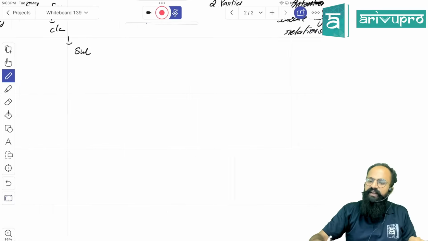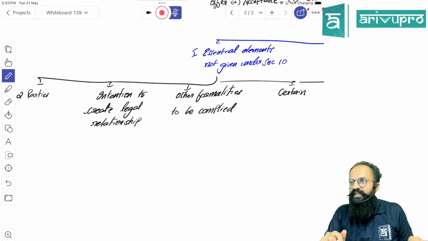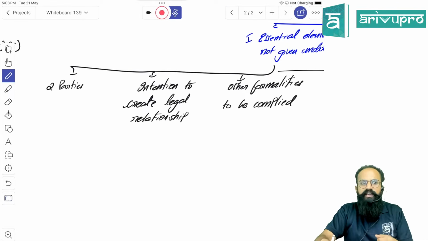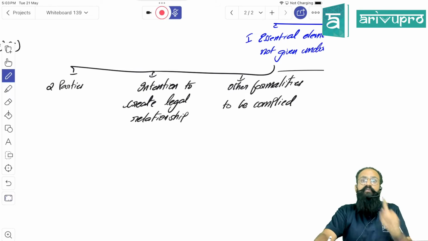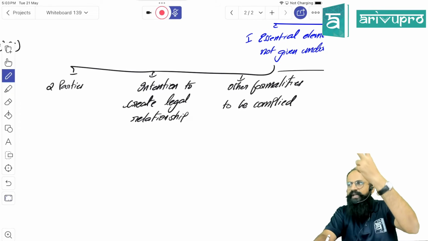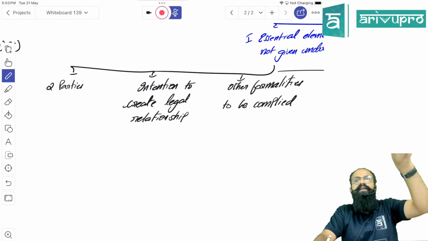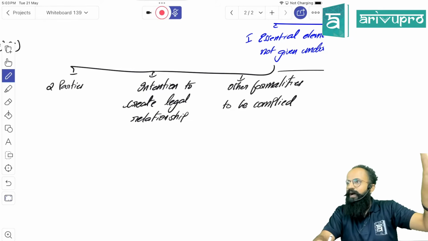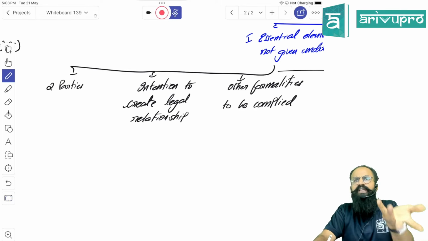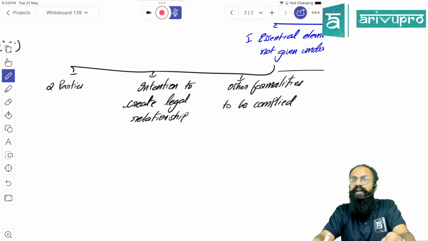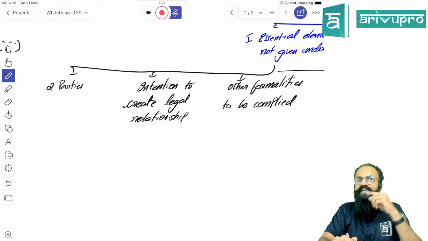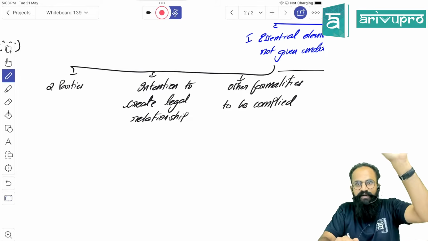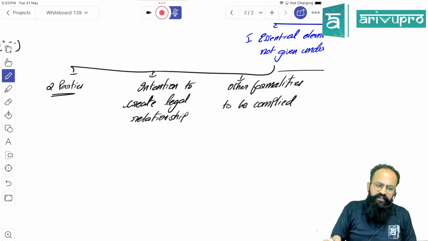Now first let us read what is not given under section 10. As you guys rightly said, people, if a contract has to be valid, the first thing that is required is that there has to be two parties. One party cannot enter into a contract with himself. There has to be two parties involved. Agreed? So that's not given under section 10. But is it required? Yes, it is required. One person cannot enter into a contract. Understood? So first essential element. Write down: two parties.